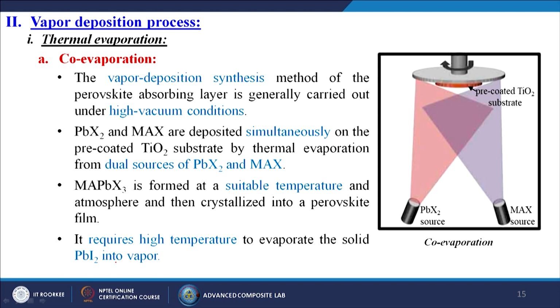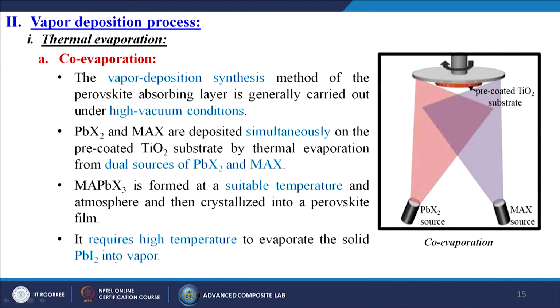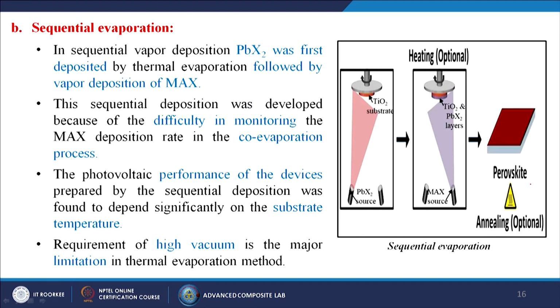PbX2 and MAX are deposited simultaneously on the pre-coated titanium dioxide substrate by thermal evaporation from dual sources of PbX2 and MAX. So, basically I have that substrate, one MAX source and one PbX2 source, both vapors are coming and depositing onto my substrate itself. MAPbX3 is formed at a suitable temperature and atmosphere and then crystallized into a perovskite film. It requires high temperature to evaporate the solid PbI2 into vapor. So, this is one vapor source, this is another vapor source. Next is called the sequential evaporation.